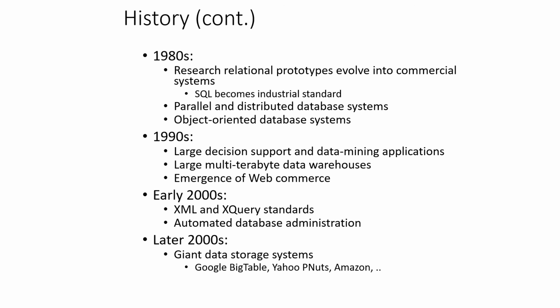Then this is the history of the research that has come in the way of DBMS. In the 1980s, research relational prototypes evolved into commercial systems. SQL became the industrial standard. Parallel and distributed database systems came in the 1980s. Then object-oriented database systems. These all came in the 1980s.